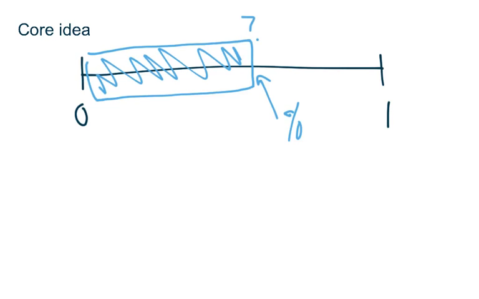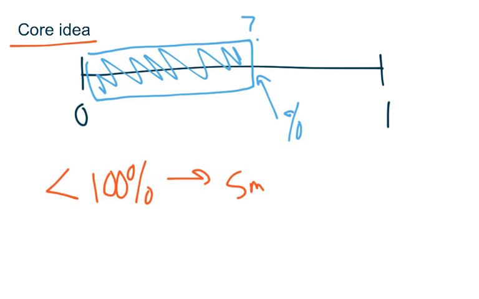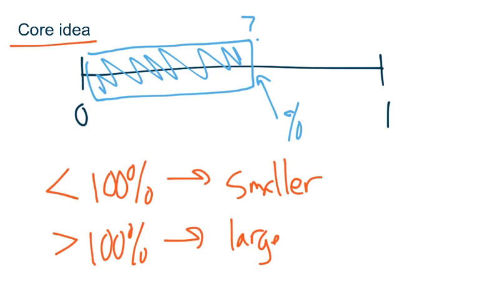And so the core idea I want you to take away from this, because we'll talk more about looking at it as an area model a little bit later, is that if we have something that is less than 100%, that means you're talking about something smaller. If we're talking about something that's greater than 100%, we're talking about something that is larger than what we started off with. So for example, think about a quiz or a test. If you got a 70%, you didn't get all the questions correct. If you got 110%, you got extra credit, meaning you got more points than there should have been on the test.